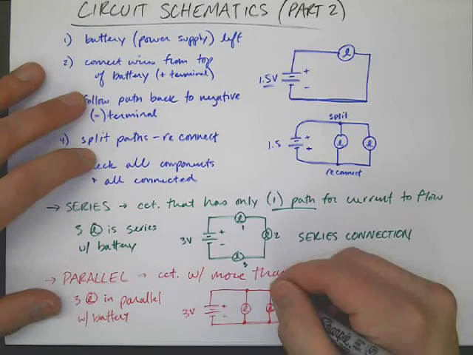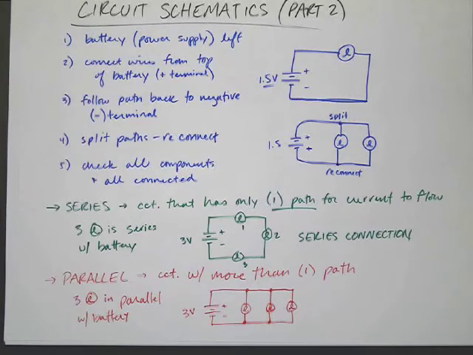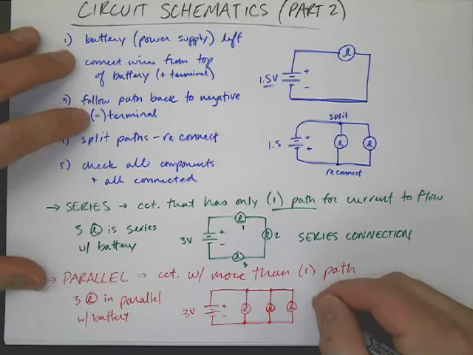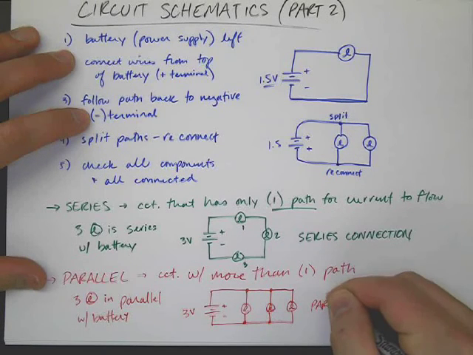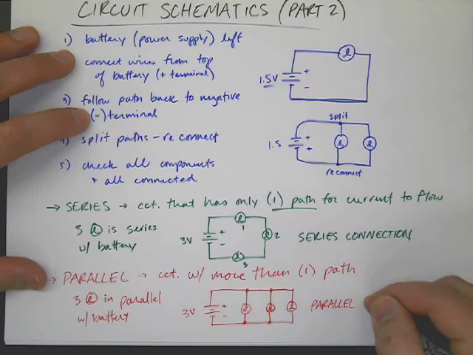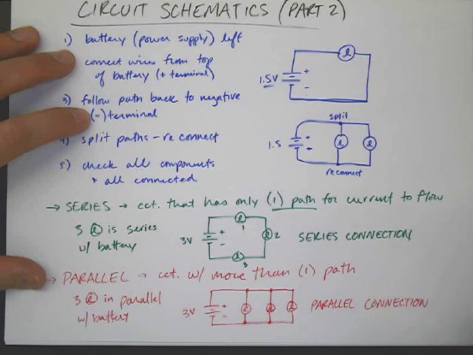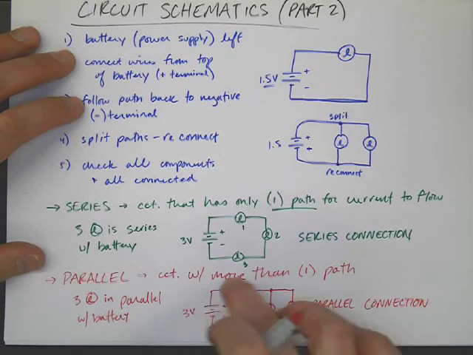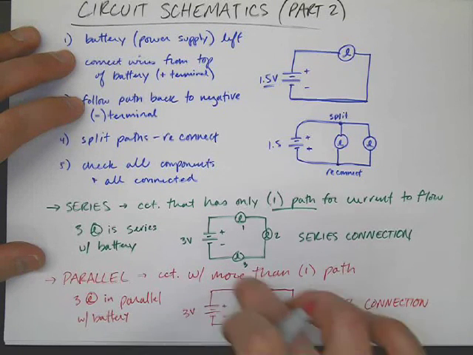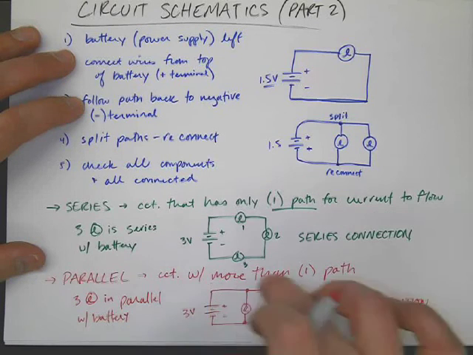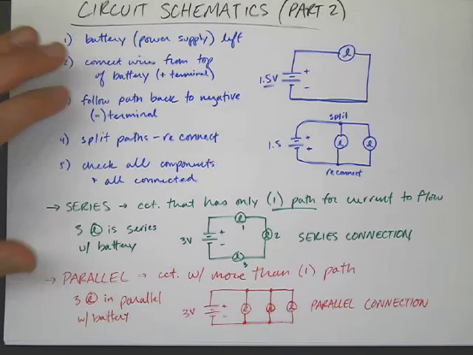And notice I have my connection points. This is an example of a parallel connection. I have 1 path, 2 paths, 3 paths for the current to flow through.